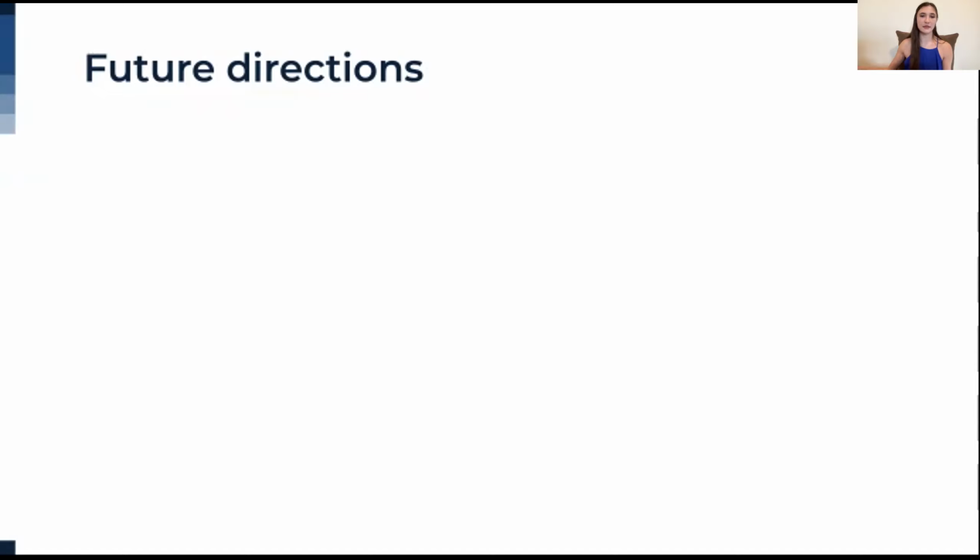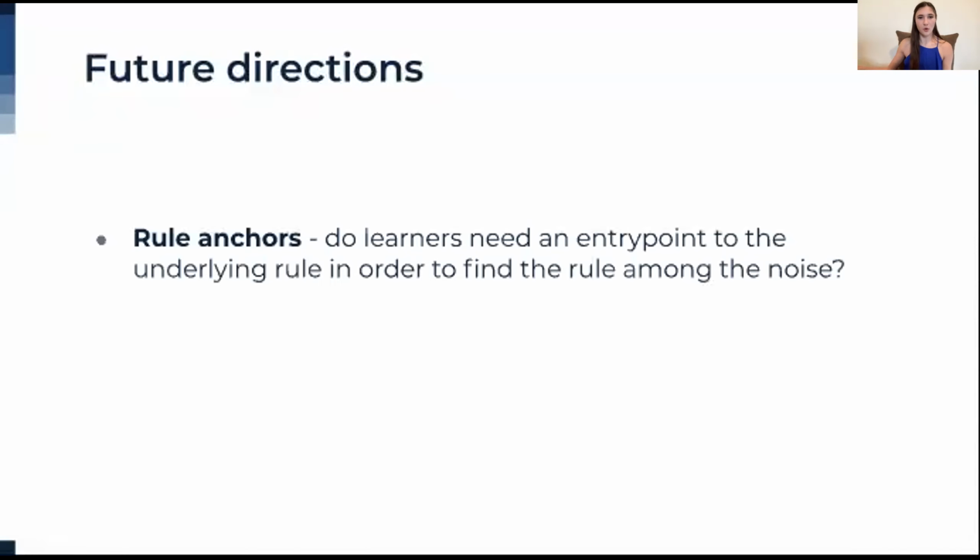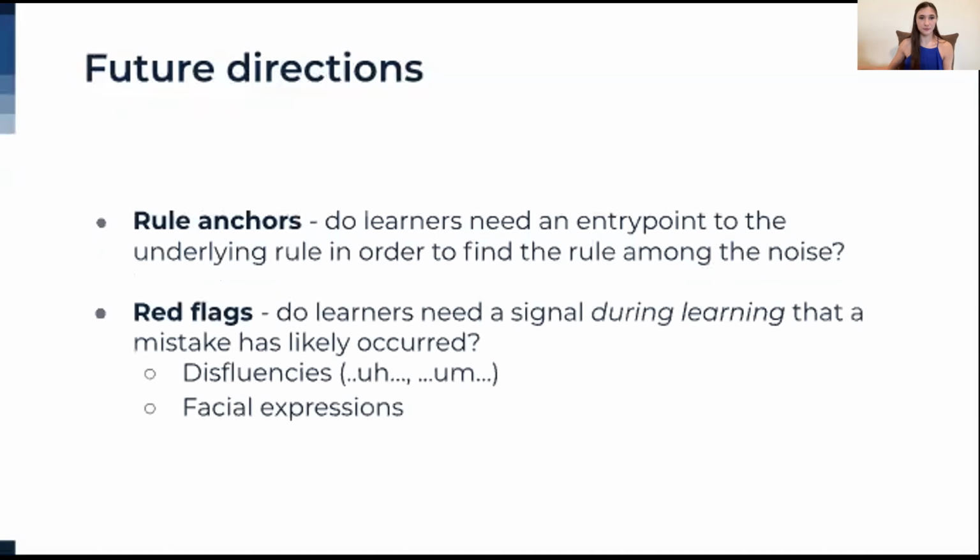And we don't think this will wind up being the language equivalent of typos, which might be something like speech errors. One thing we plan to ask is whether learners need an entry point to the underlying rule in order to find the rule among the noise. So in the Perfors study and our work here, the language is perfectly unpredictable, but perhaps non-native speakers get some things right nearly all the time and other things they struggle with. Or they make mistakes on difficult things, but not easier ones.